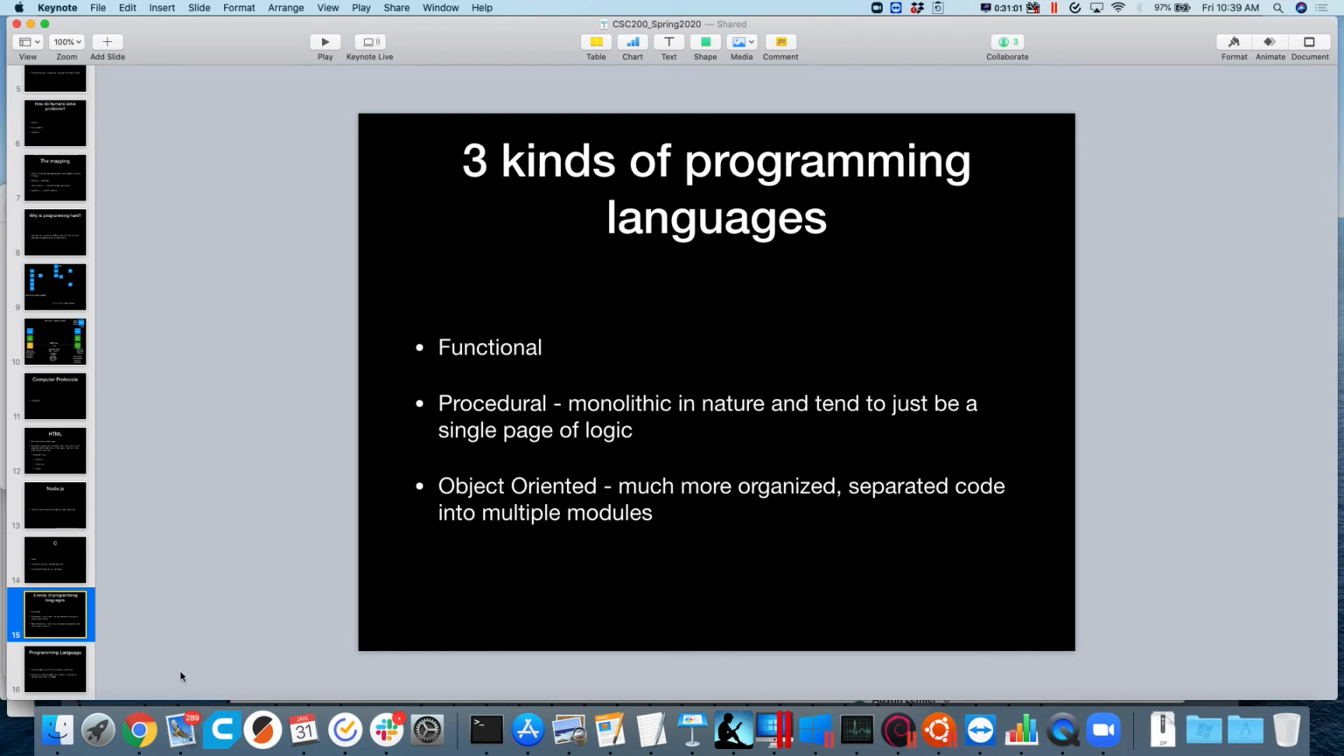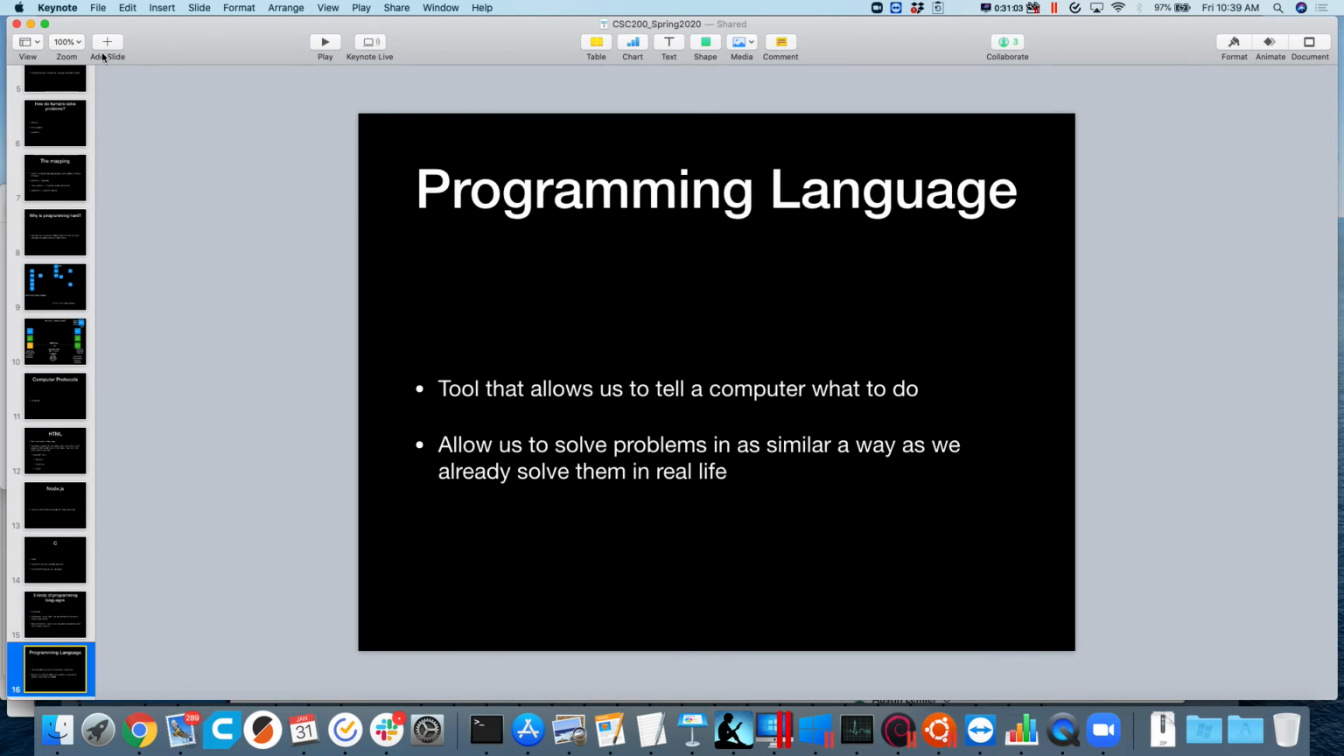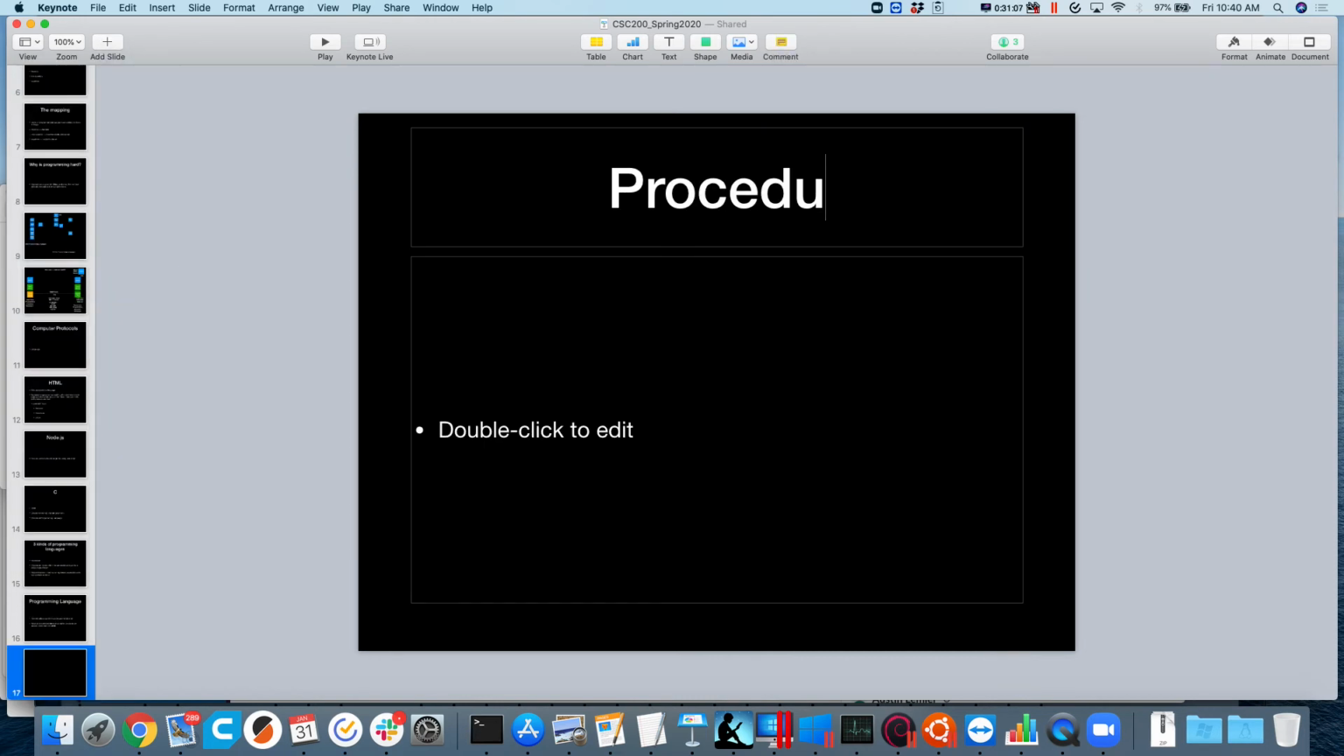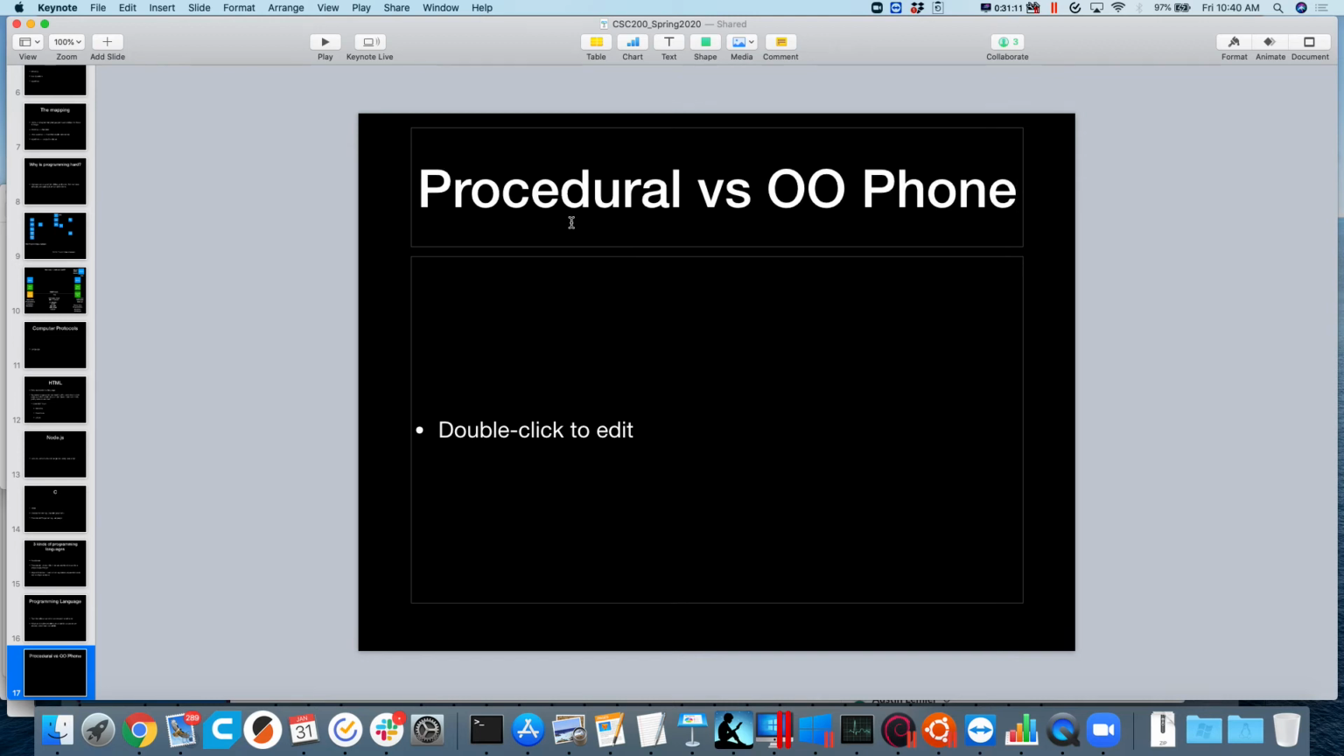Now let me give you an example of this. Procedural versus object-oriented phone. Okay, we're going to go a little old school here with this, but you walk into the classroom, and I have this big pile of wires sitting up here. And I tell you this is a telephone. First of all, you're going to all think that that's not a telephone, it's a pile of wires, that's a mess, get it out of here, right?